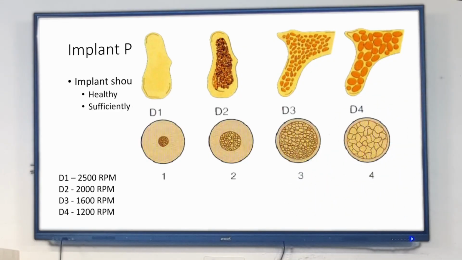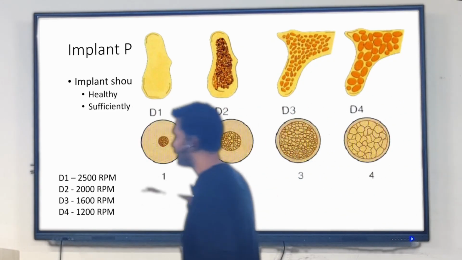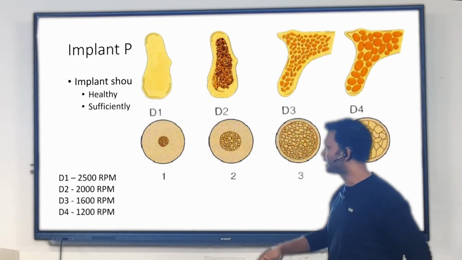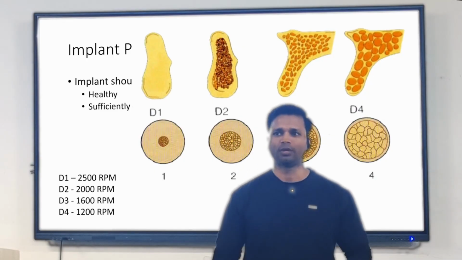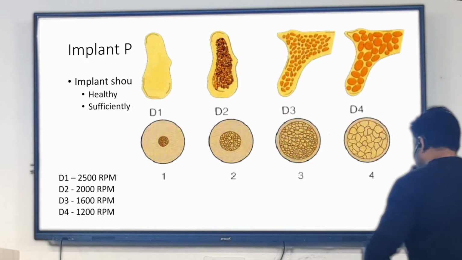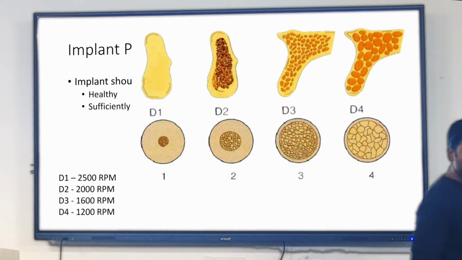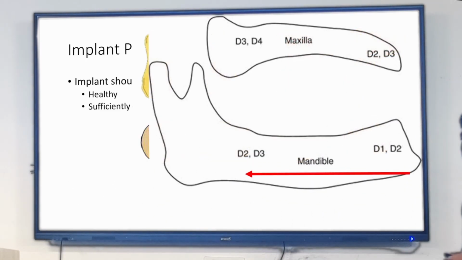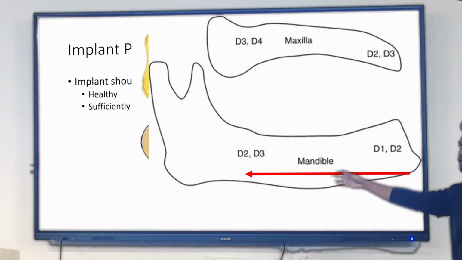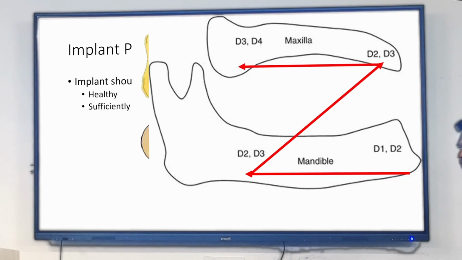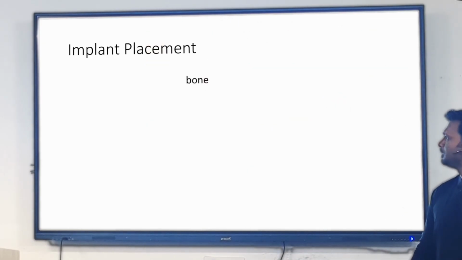I talked about the different types of bone given by Carl Misch, D1, D2, D3, D4, and depending on the density of the bone, the RPM, the speed at which the bur rotates in the handpiece, is decided. So D1 2500, D2 2200, D3 1600 RPM, D4 1200 RPM. Okay, so where do we see all these bones? Anterior mandible D1, D2, posterior mandible D2, D3, anterior maxilla D2, D3, posterior maxilla D3, D4. Just remember this Z pattern.